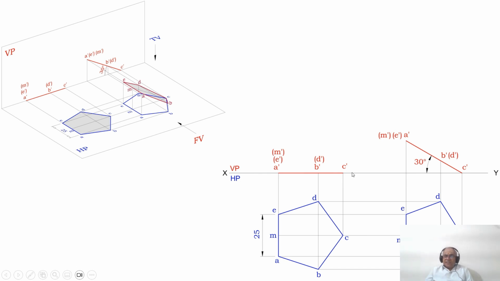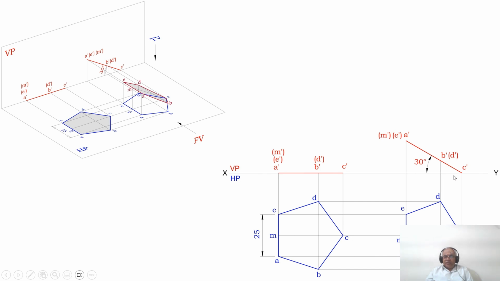Since its corner is resting on HP, take any convenient distance from first position C dash to the second position C dash, and mark that point on the XY line as C dash, because the corner is resting on HP. So this end is a side and this end is a corner. Since its corner is resting on HP, you take any convenient distance from this point C dash on the XY line, mark that point and write it as C dash.